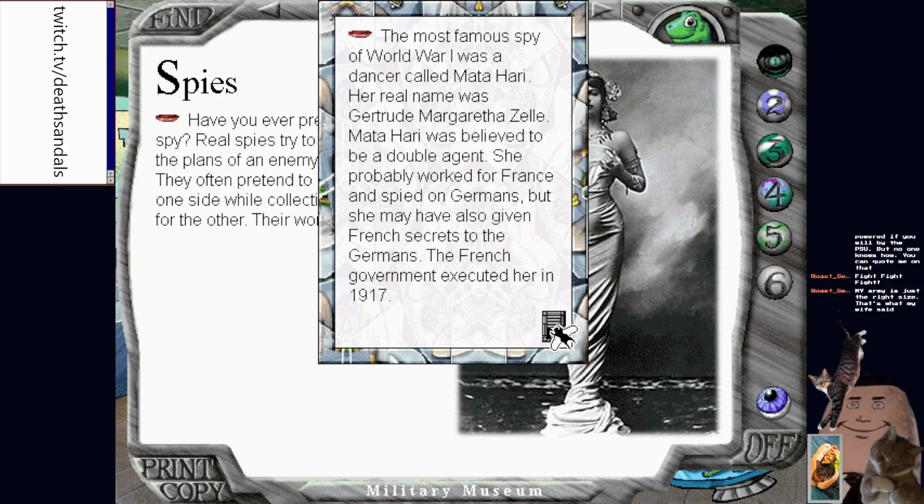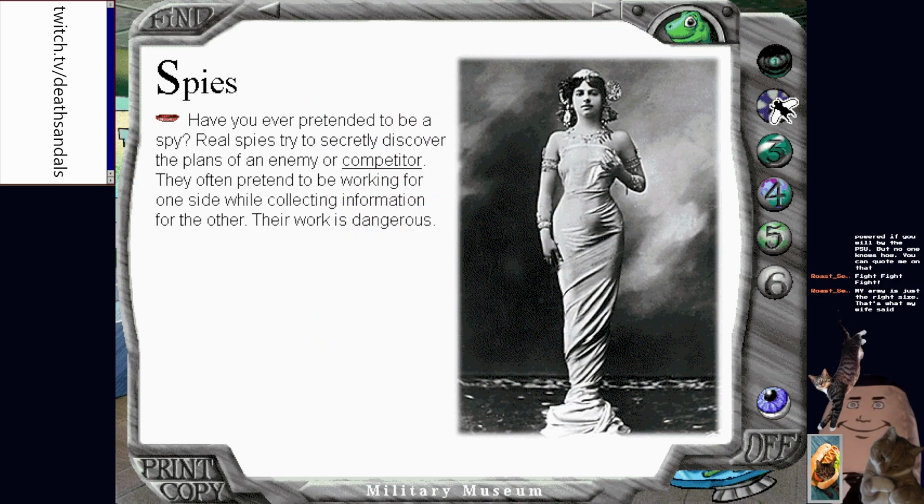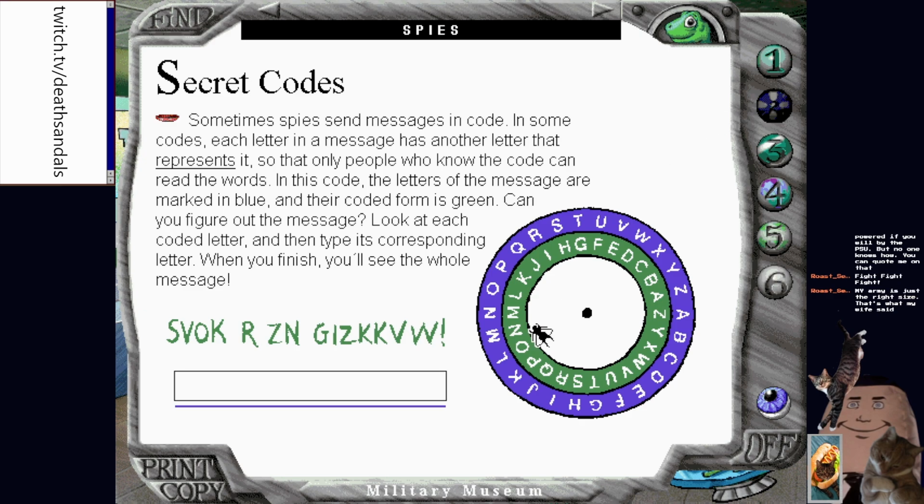Yeah. It's usually what you do with spies. Do a little code wheel dealy. Secret codes. All right, let's see if I can work this out though. So what do we send?